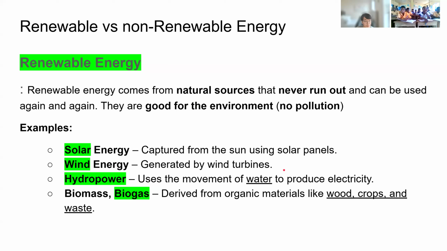We have hydropower as well, which uses the movement of water to produce electricity. We also have biomass or biogas. It's derived from organic materials like wood, crops, and waste. All of these are sort of natural sources. They directly come from the environment, and we do not use any excess materials or anything else that comes from outside the natural resources. All of these come naturally, and they do not involve any human creations.